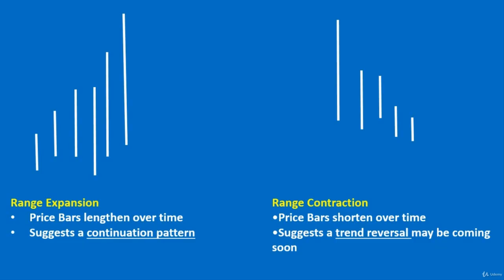If we look at a range contraction, that's where the price bars are shortening over time. And you can see from left to right on the right-hand image there, how the bars are getting much, much shorter. And that suggests a trend reversal may be coming up soon too. As well as using these other indicators we're going to learn all through the course, you start looking at range expansion and range contraction, and a continuation or a trend reversal might be indicated by the patterns within the price bars themselves.